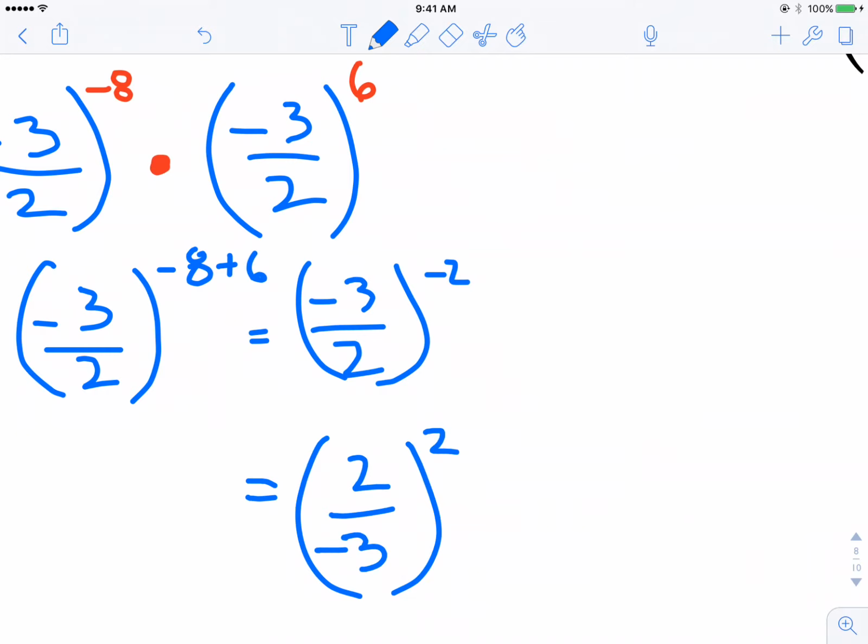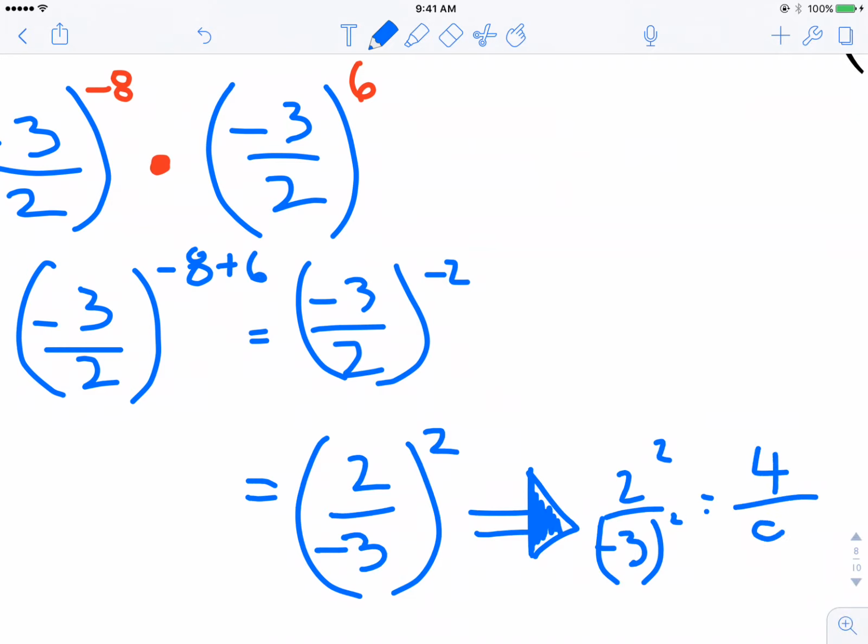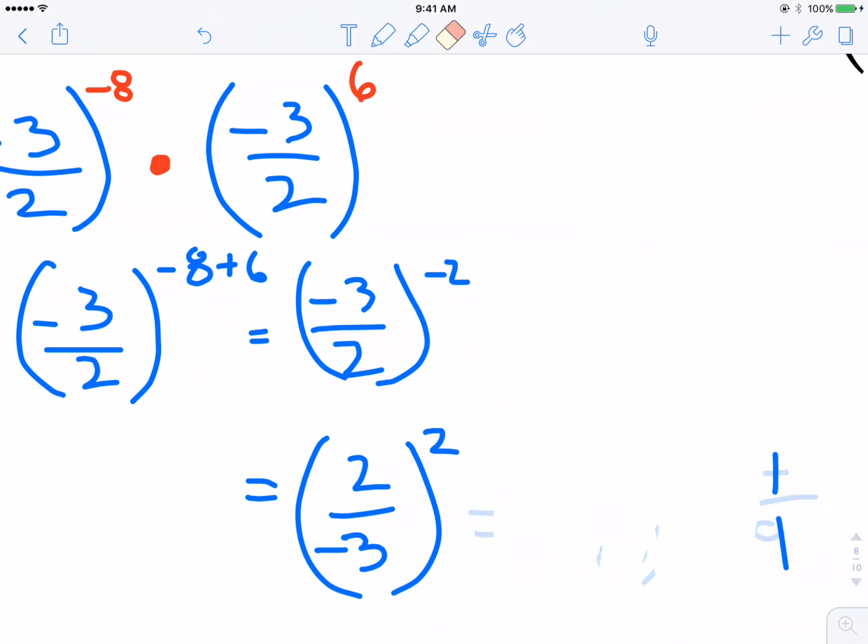So I'd be done. And if I wanted to evaluate that further, if the question told you to find an answer, I would go 2 squared over negative 3 squared, which is going to be 4 over 9. But I don't think in this question it wants you to do that. It says write as a single power. So there is my single power.